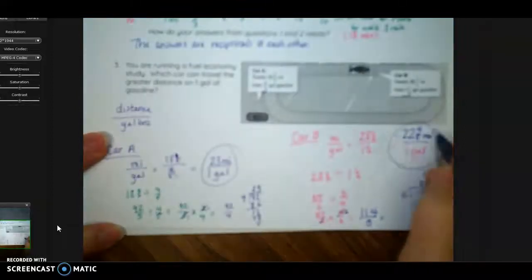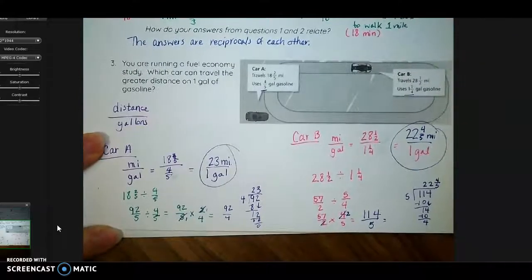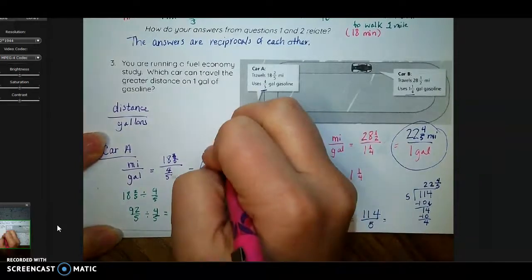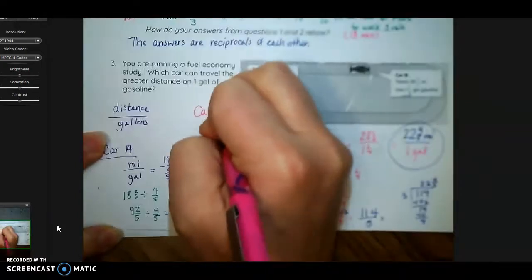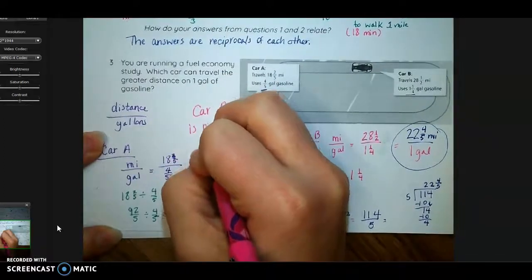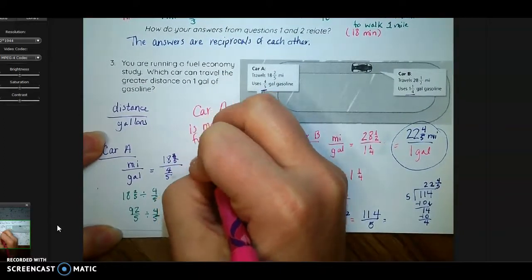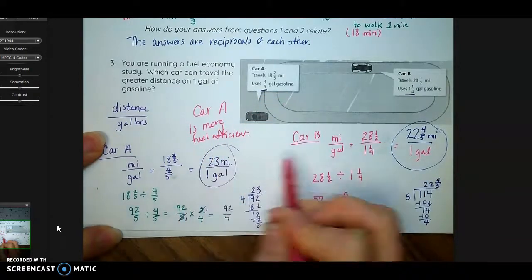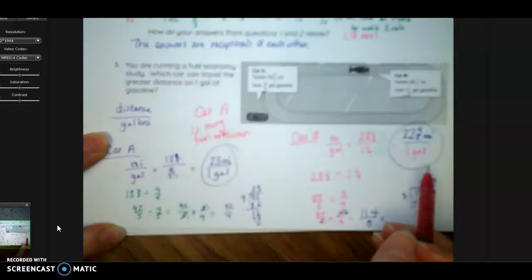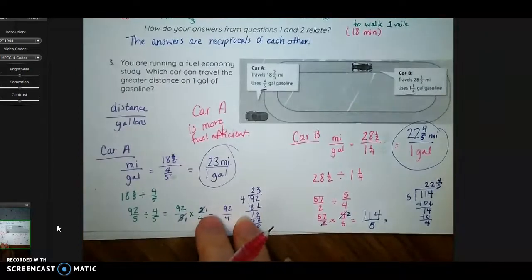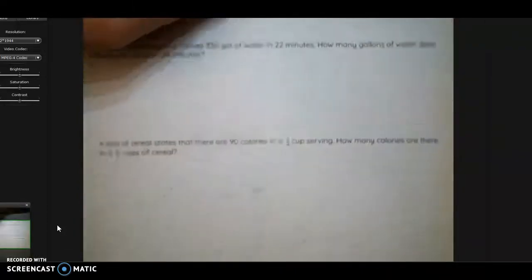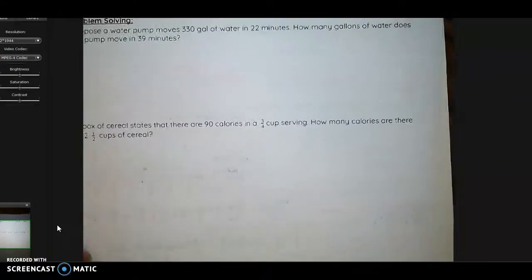Now it says which car is more fuel efficient. Well, which car gets more miles per gallon? So the answer is going to be car A is more fuel efficient, and that's because 23 miles is farther than 22 4/5 miles. Heading on to the back, we've got 2 more problems here that we're going to look at.